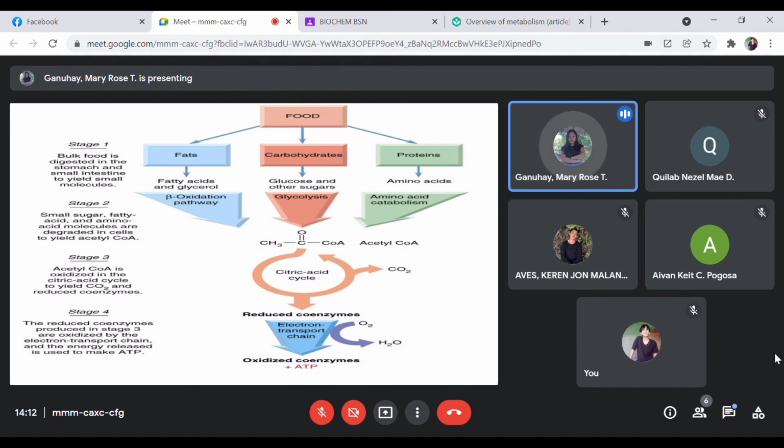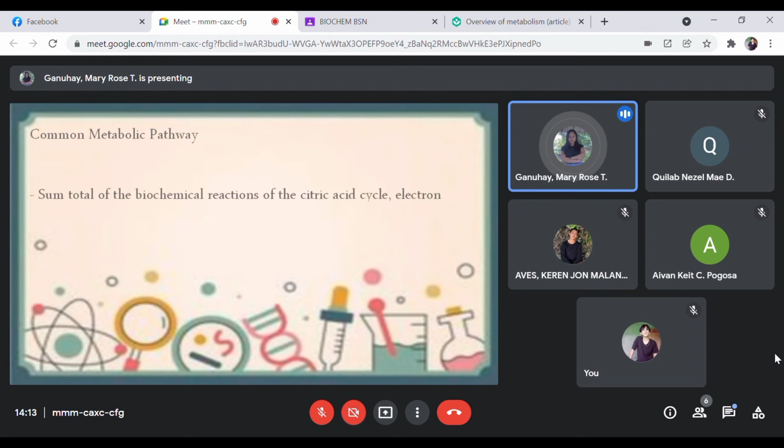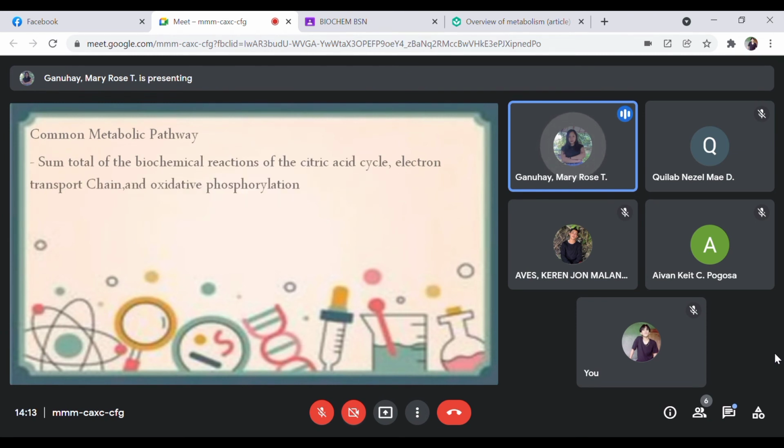These are the common metabolic pathways, the sum total of the biochemical reactions of the citric acid cycle, electron transport chain, and oxidative phosphorylation.